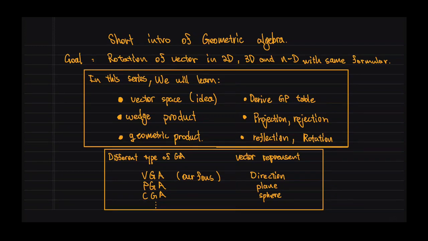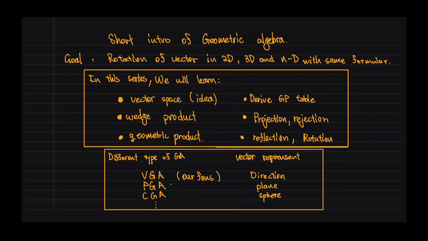However, there are many types of GA. We will only focus on something called VGA, which is the most basic GA when one starts to learn geometric algebra. VGA stands for vector-based geometric algebra, and the vector in VGA represents direction. The vector represents a direction, it doesn't represent position. Very important. And we will only use it for rotation.